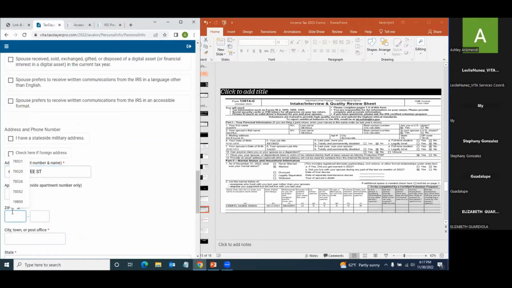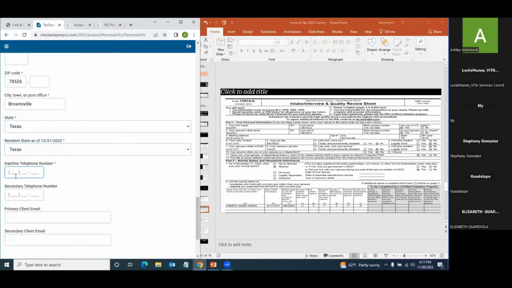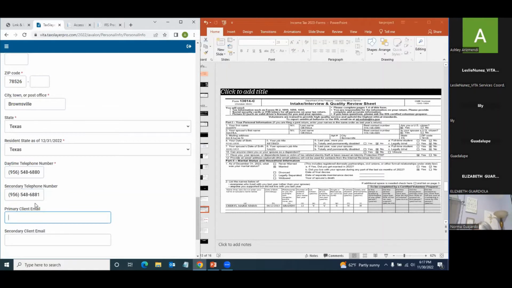And then, of course, the zip code. Their phone number, they have it on there, 956-548-6880. Please make sure they don't give us a Mexican phone number, because we do not accept Mexican numbers. We need to have a proper contact in order to contact them, and we don't have their papers just sitting there. What was the number? 548-6880, and the secondary is 548-6881.